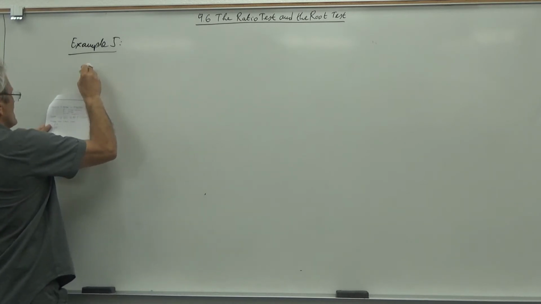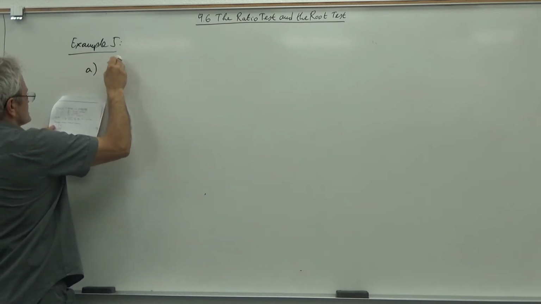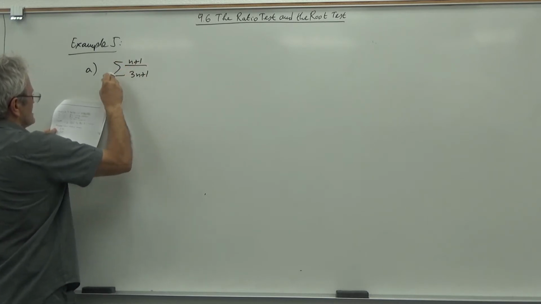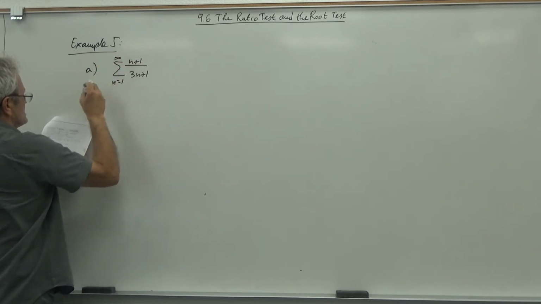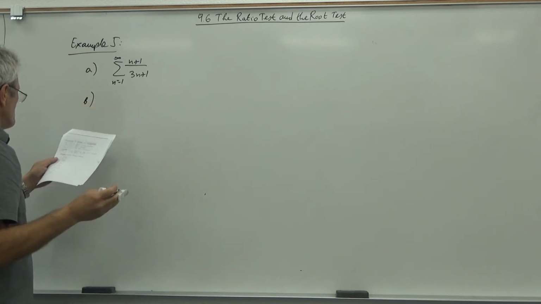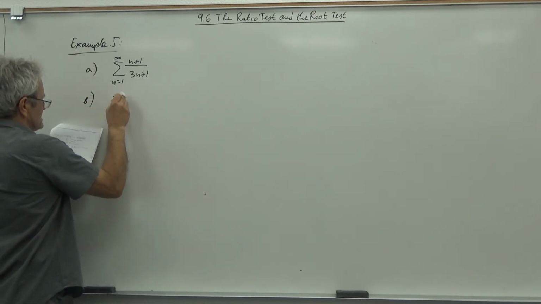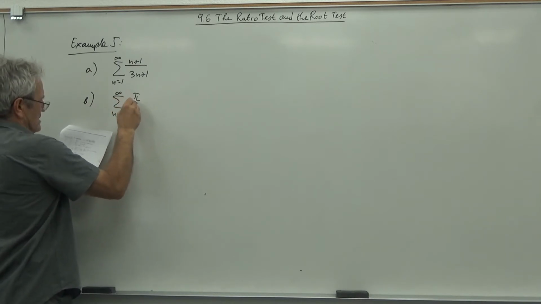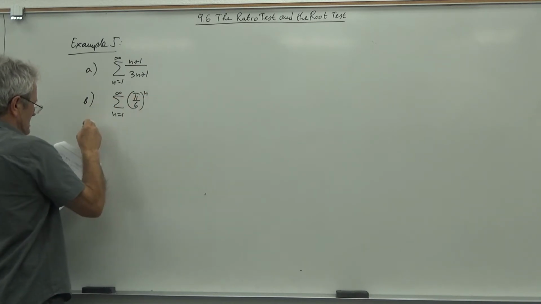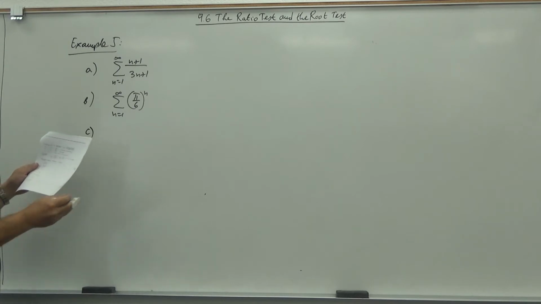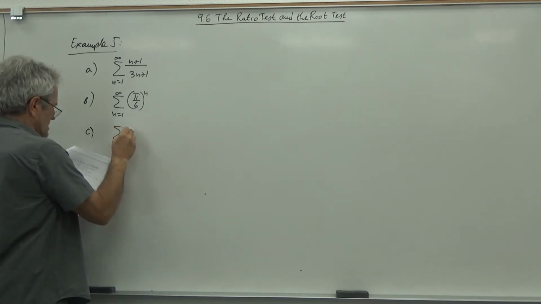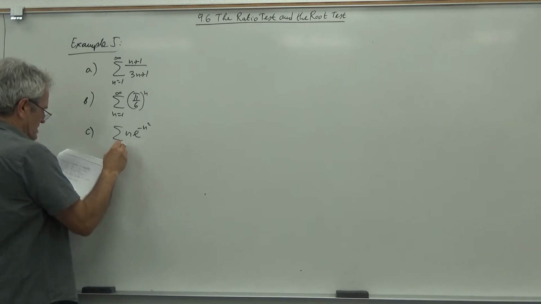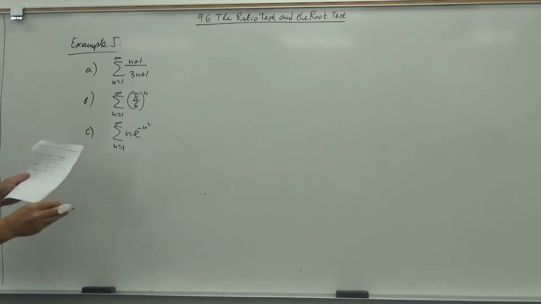So number 8, part A: the sum of (n plus 1) over (3n plus 1), n goes 1 to infinity. Part B: the sum, n equals 1 to infinity, of (pi over 6) to the n. Part C is the sum of n e to the minus n squared, and it goes 1 to infinity.